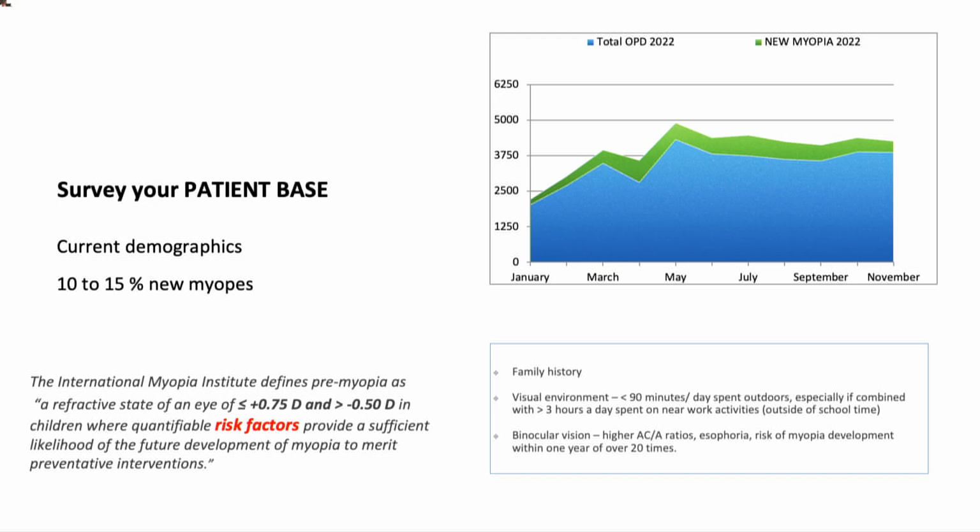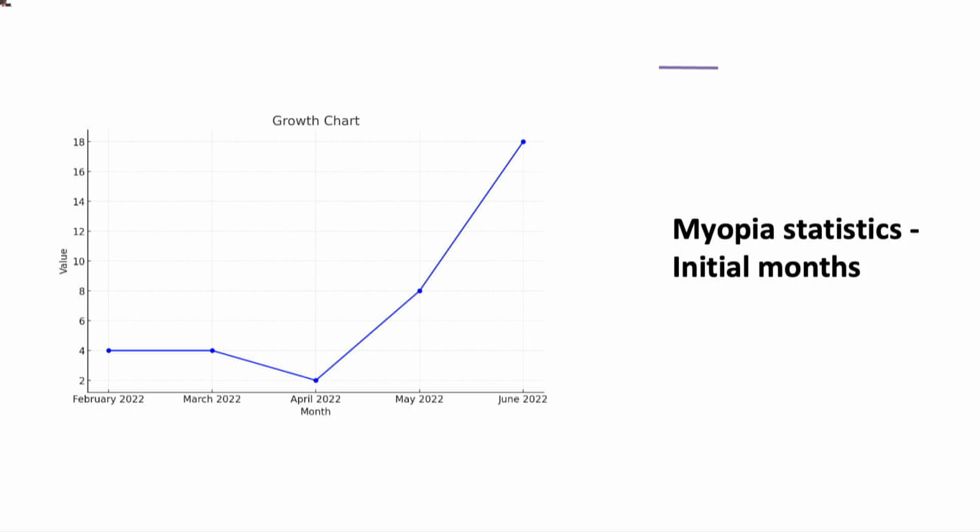Around 10 to 15% of the patients walking into any practice, whether high volume or less, are myopic. Even if you see 10 patients, 1 or 2 are going to be myopic. If you see 100 patients, some 10 are going to be myopic. That is the percentage, and pre-myopia they have already defined. So in the initial days it was going very slow. We had introduced the glasses, and the numbers were very low.